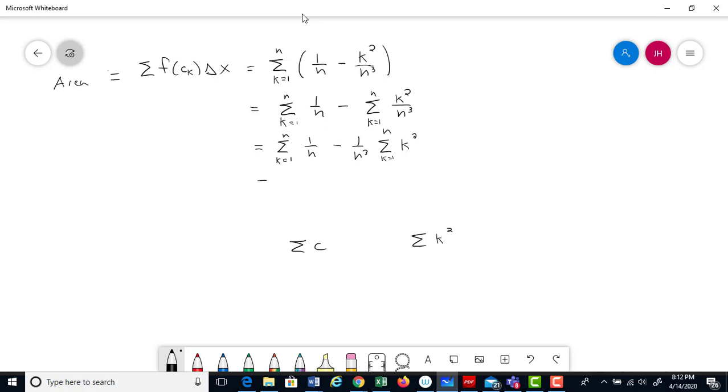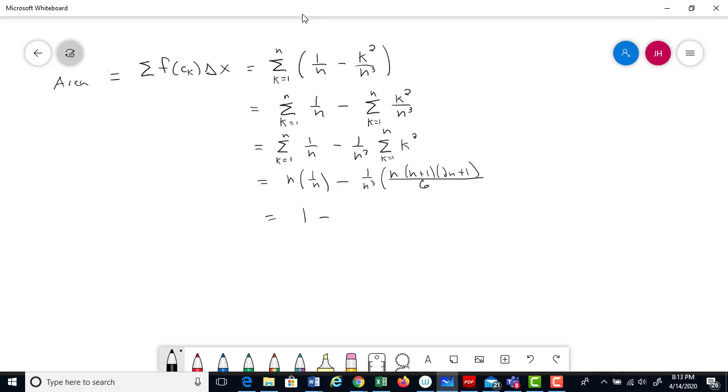All right, now I can turn these things all into n's. When I multiply, this is just going to be n times 1 over n. And then I'm going to subtract, when I do this, 1 over n cubed, and squared is going to be n times n plus 1 times 2n plus 1, all over 6. So we're going to simplify this up. This is just 1. n over n is 1.